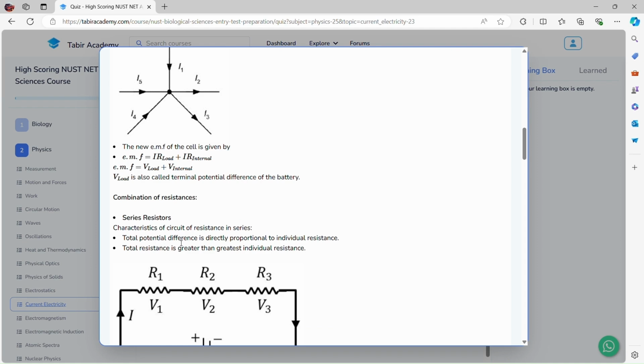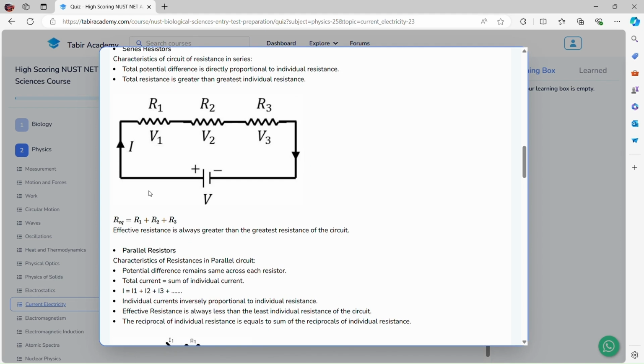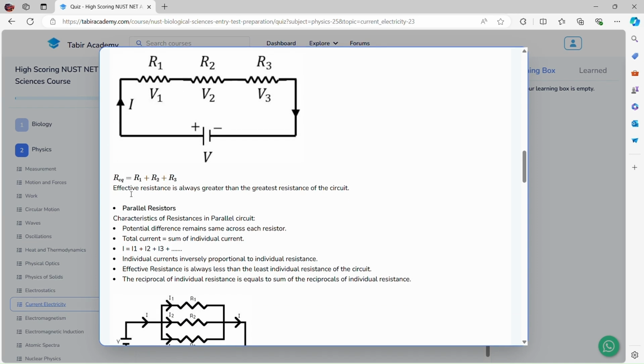Combination of resistances. Series resistors. Characteristics of circuit of resistance in series. Total potential difference is directly proportional to the individual resistance. Total resistance is greater than greatest individual resistance. You can see V1, V2, V3 are 1, 2, 3. Your I, which is your current, and V, which is your voltage. This is the positive side and the negative side. Req equals to R1 plus R2 plus R3. Effective resistance is always greater than the greatest resistance of the circuit.